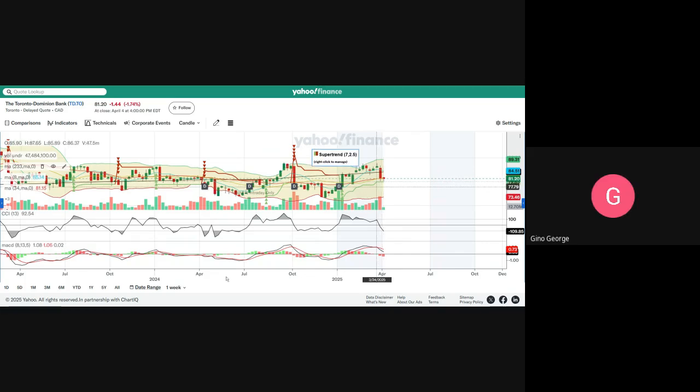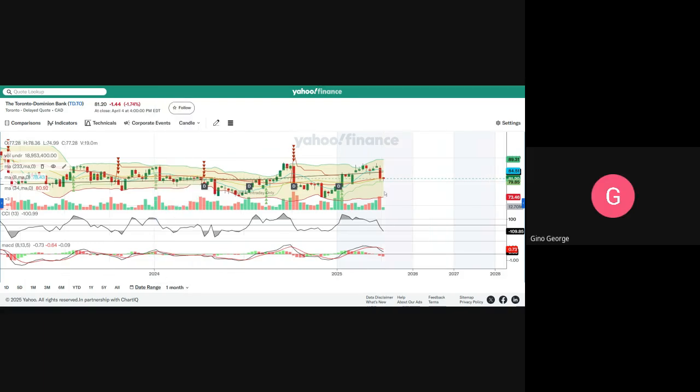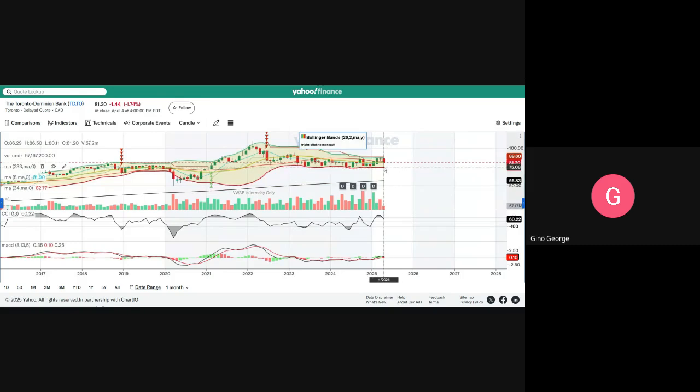And take a monthly chart. Now 79 is also the mid Bollinger Band. There's a squeeze in the Bollinger Band happening.